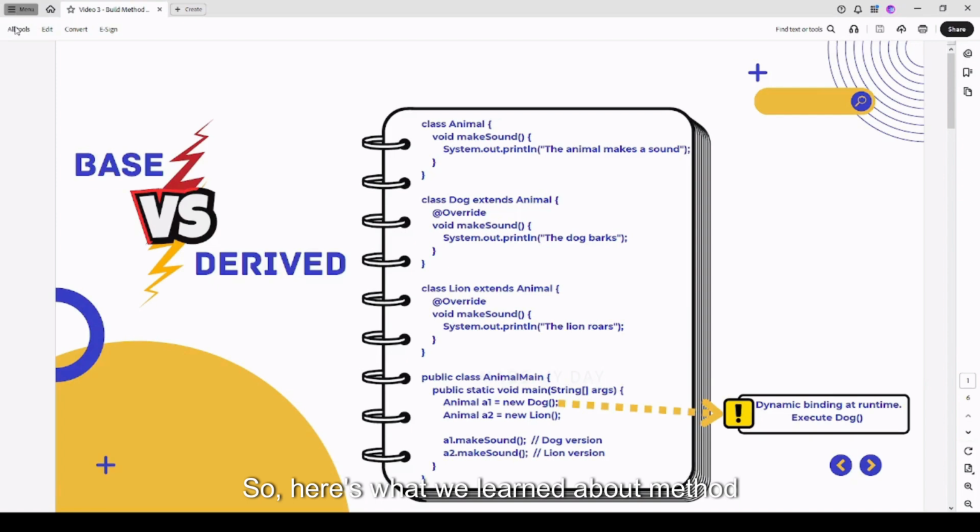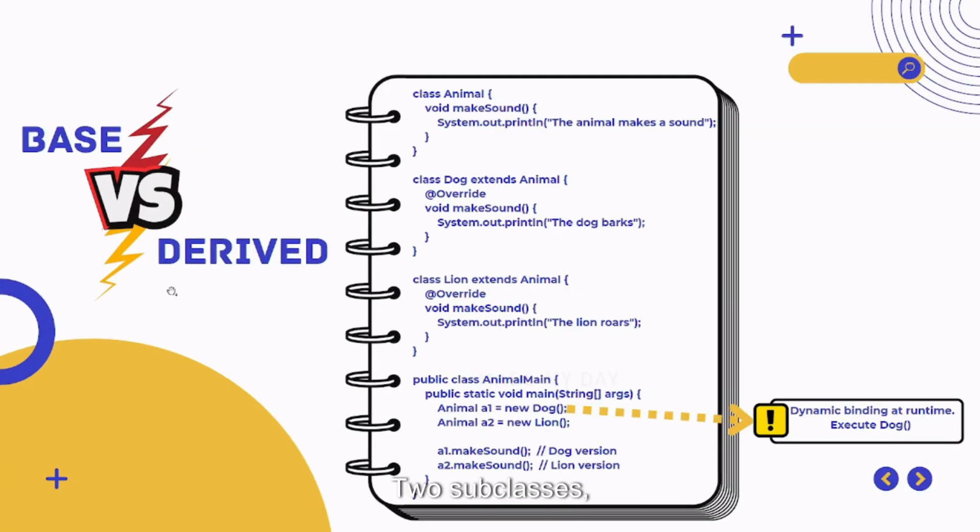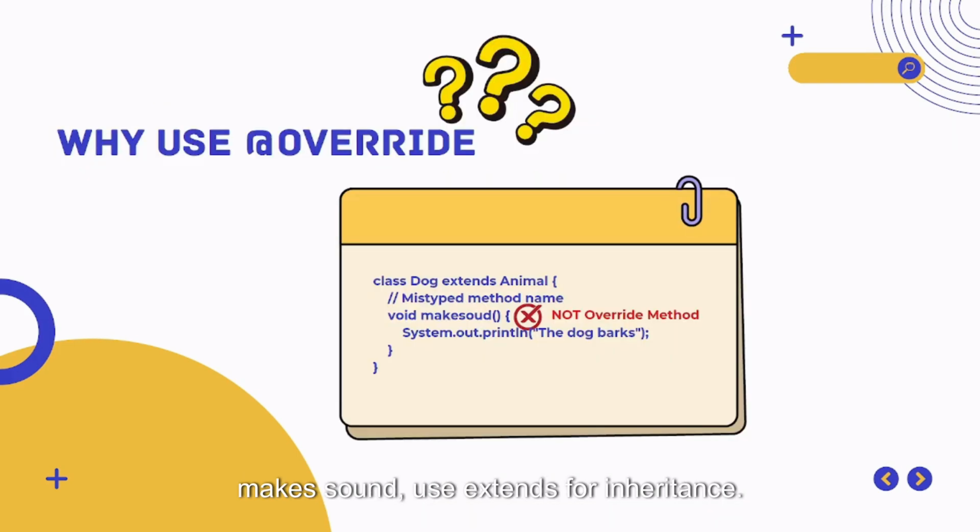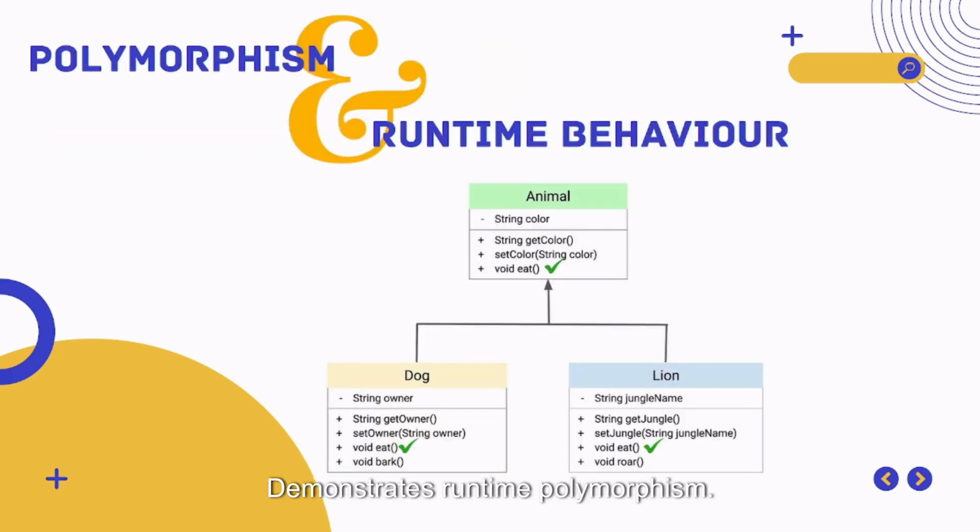So, here's what we learned about method overriding. One superclass, Animal. Two subclasses, Dog and Lion. Each subclass overrides the same method makeSound. Use extends for inheritance. Use @Override for overriding. This demonstrates runtime polymorphism. Final question before we end.